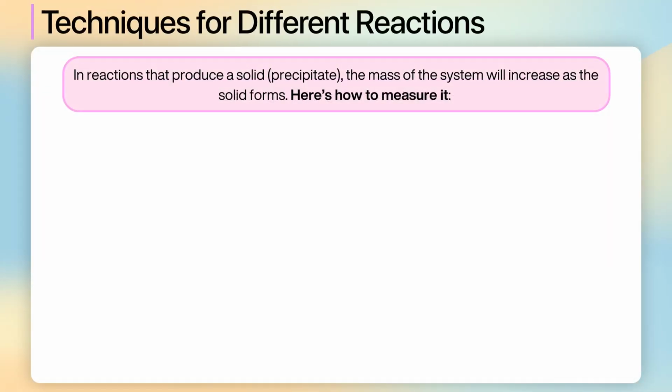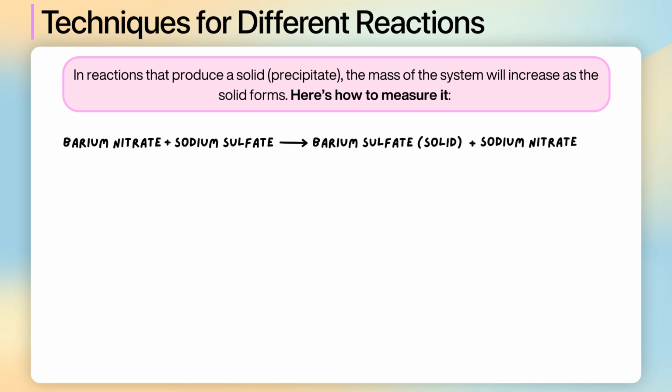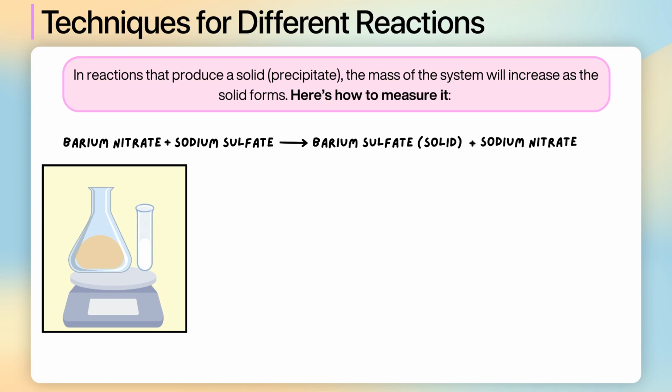In reactions that produce a solid precipitate, the mass of the system will increase as the solid forms. Here's how to measure it. Imagine a reaction between barium nitrate and sodium sulfate to produce barium sulfate, a solid precipitate, and sodium nitrate, a soluble salt. Firstly, set up the balance.